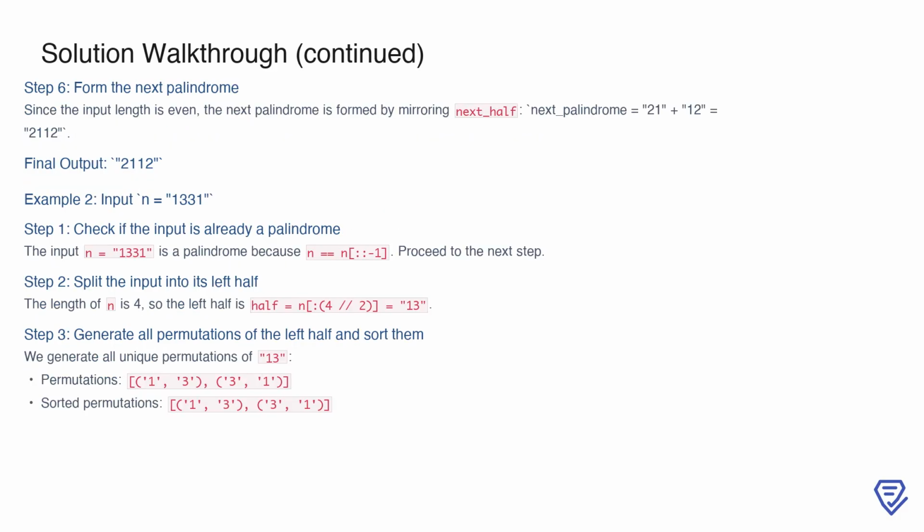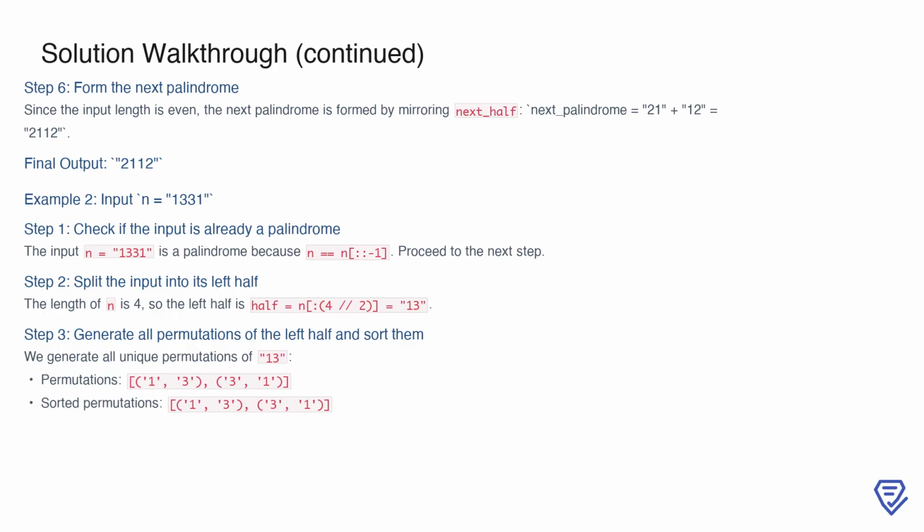Now that we have the next permutation of the left half, we use it to form the next palindrome. Since the input length is even, the palindrome is constructed by mirroring the next_half. This means we take next_half equals 21 and reflect it to produce the second half as 12. Combining these halves together, we get next_palindrome equals 21 plus 12 equals 2112. Hence, the final output for this example is 2112.